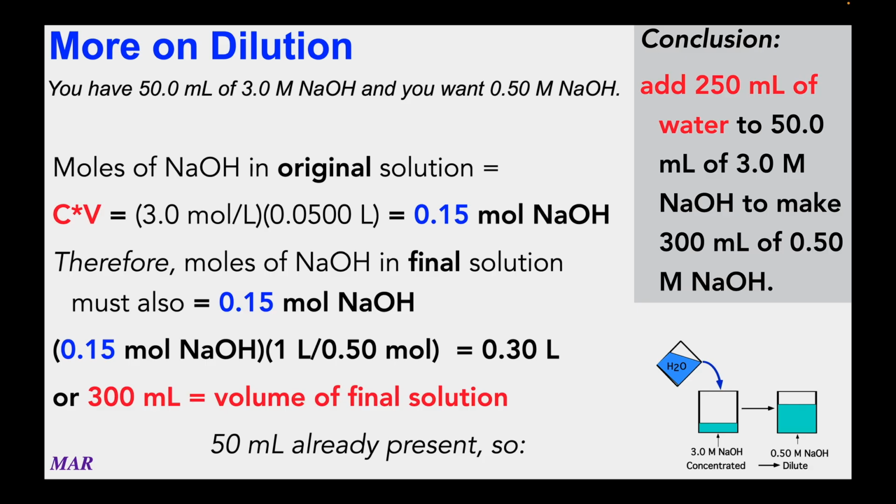and that'll make 300 milliliters of 0.50 molar sodium hydroxide. So this is how people can calculate then how much volume of water you need to add to dilute your solution to a less concentrated value. And it's not that hard. Just remember the moles are the same. All right, the moles have not changed. And when you finally get a final answer, remember you've already got some volume already present, and you need to take that out before you start adding water.